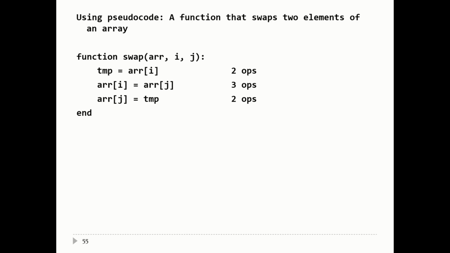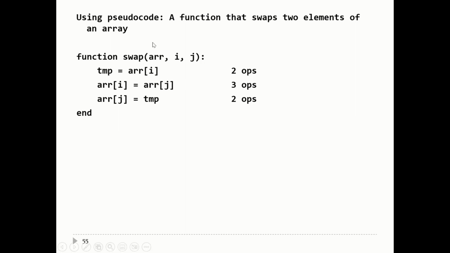Right? So here's an example written using pseudocode. This is not any programming language. This is just some generic description of an algorithm, right? So here's a function that swaps two array elements. It takes in an array ARR, and it swaps ARR[i] with ARR[j], switching the two elements.